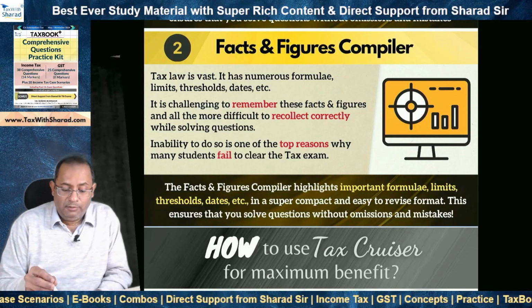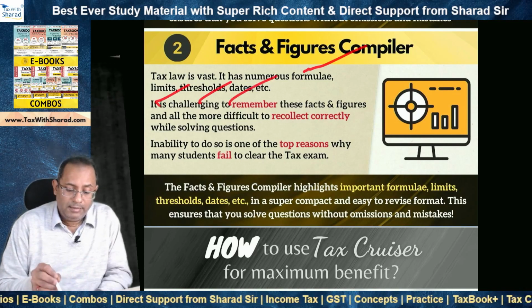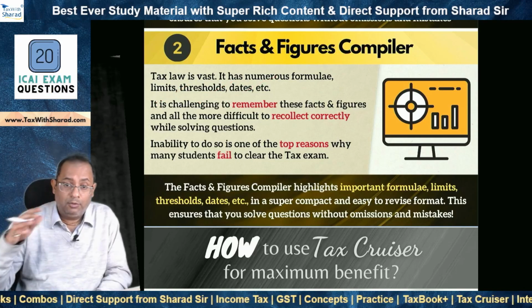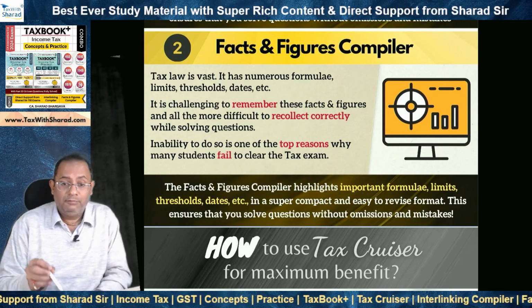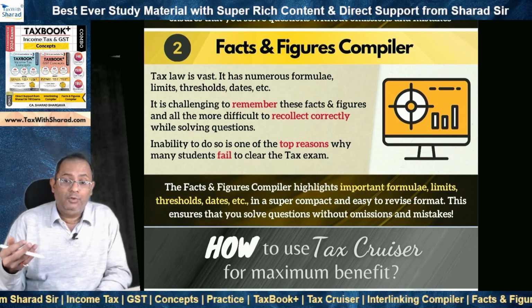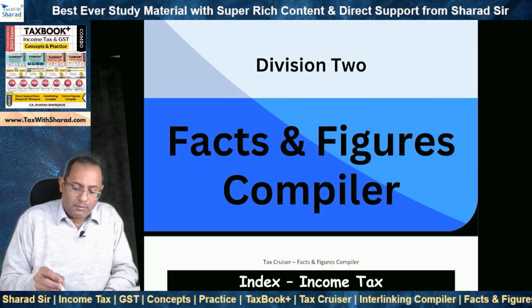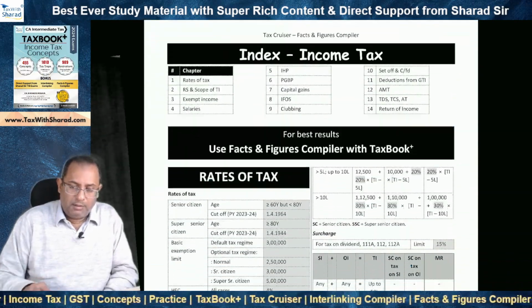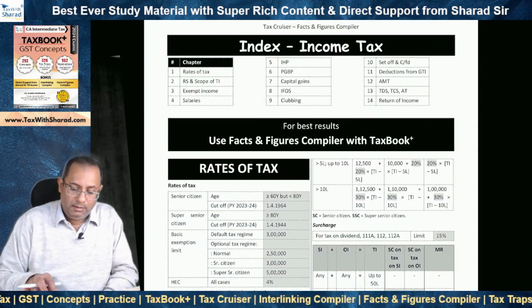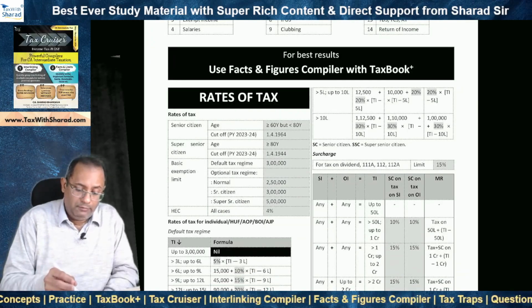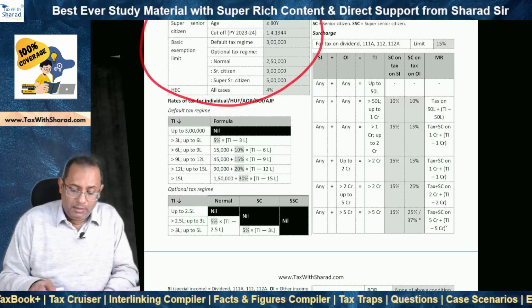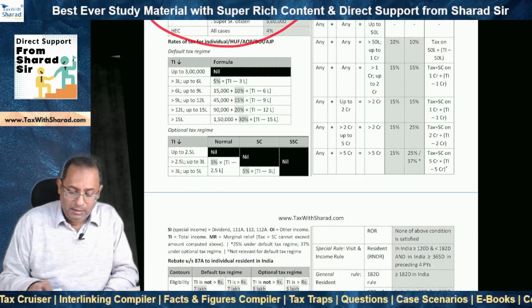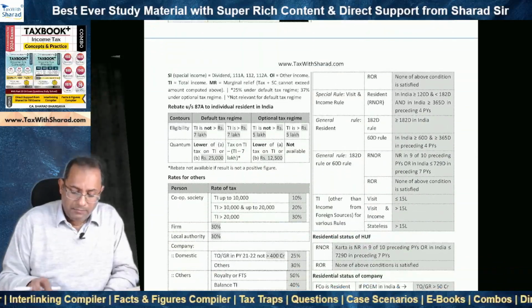Because in income tax you have numerous formulae, limits, thresholds, dates, etc., and you need to recollect all these, and you don't know what kind of question may come and what kind of facts and figures you may need to apply. So as we saw some time back as well, this is the facts and figures compiler both for income tax and GST, arranged chapter wise, and for every chapter you can see these facts and figures, various dates, limits, percentages, etc., which are given.